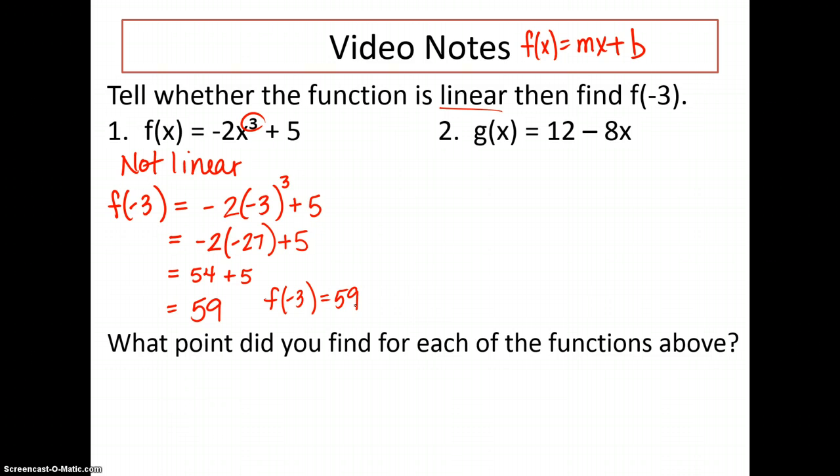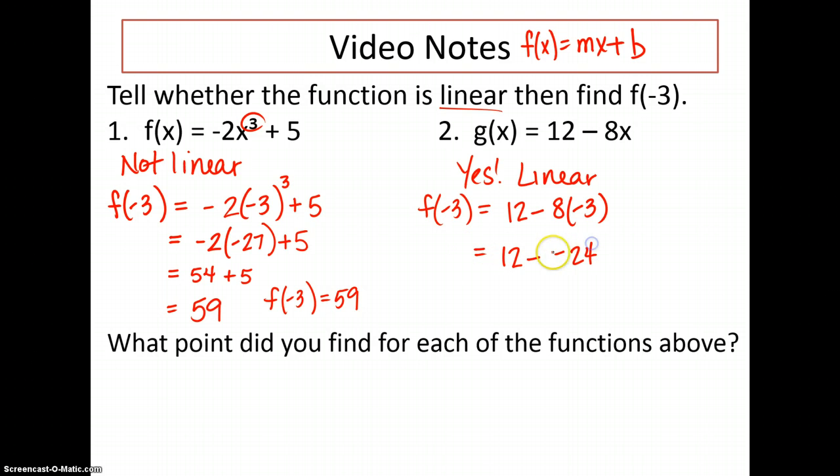Number 2, is that linear? So even though the mx and the b are written backwards, this is still a linear function. So yes, this is linear. So now if we want to find f of negative 3, we're going to plug in negative 3 for x. So we have 12 minus 8 times negative 3. Order of operation says we're going to multiply these two first, and we get negative 24. So f of negative 3 is going to be 12 minus negative 24. Minus minus means plus, so this is 12 plus 24. Which is 36. So f of negative 3 equals 36.